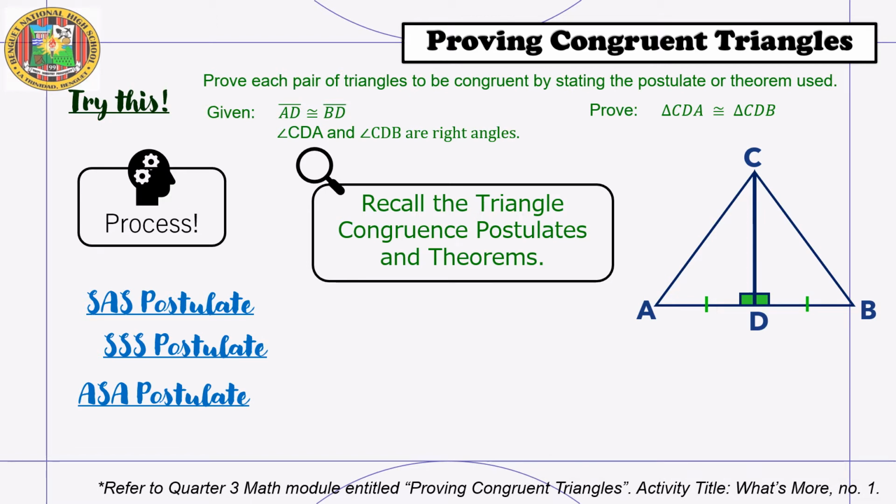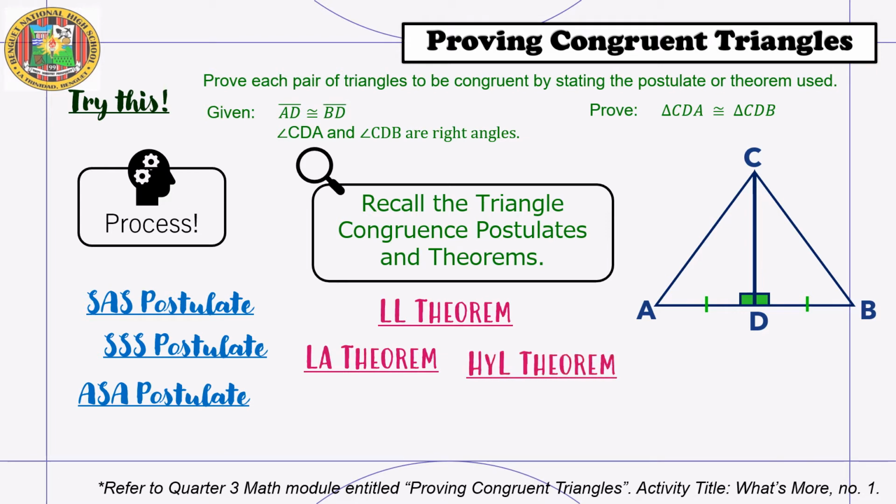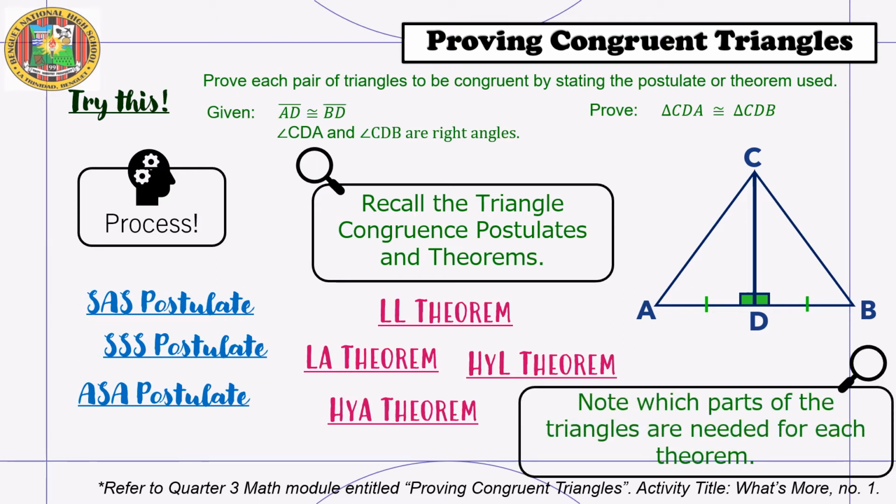Next, we review the right triangle theorems discussed in this module. Given that the triangles to be proven are right triangles, we use the LL, LA, HyL, and HyA theorems. Take note once again of the parts that need to be proven congruent for each theorem. To prove that the triangles are congruent through the LL theorem, we have to prove that both legs of the right triangles are congruent to each other.